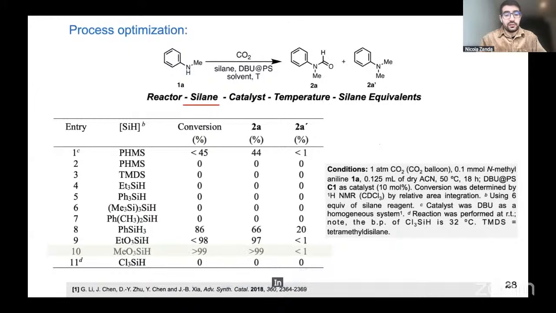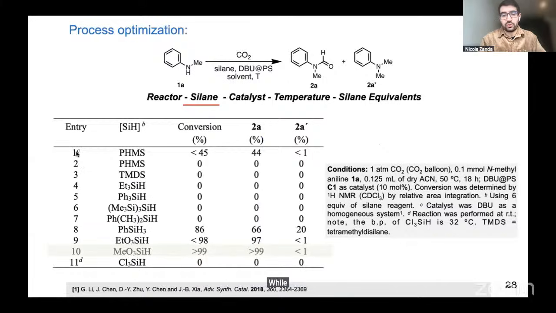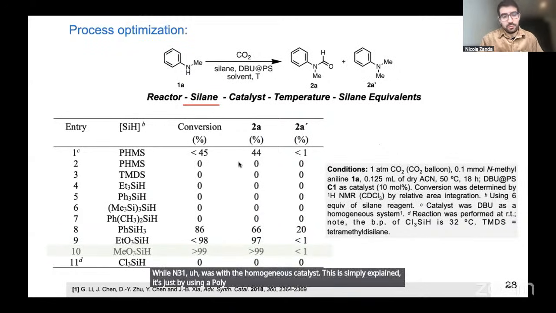In terms of the silanes, we started our study using PHMS, which is a polymeric type of silane. And unfortunately, what we observed was that there was no conversion when a heterogeneous catalyst was used. So this is entry 2, while entry 1 was with the homogeneous catalyst. This is simply explained by the fact that, using a polymeric catalyst and a polymeric silane, they could not interact, thus there was no transformation.